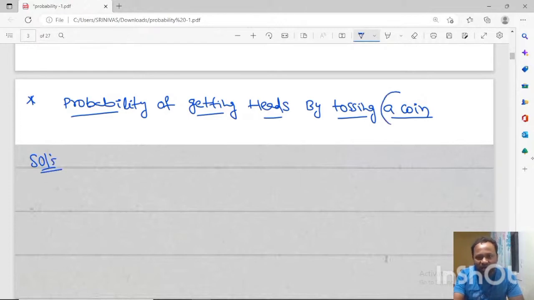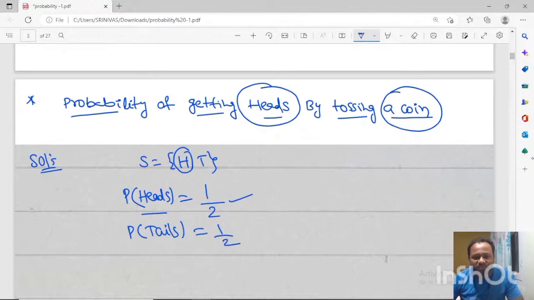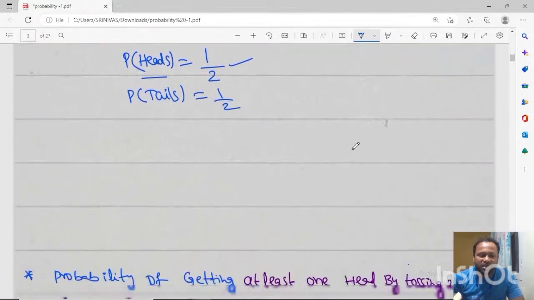By tossing one coin, the sample space will be heads or tails. Now the probability of heads: my favorable is heads. How many heads will be there? 1 out of 2. So the probability of heads will be 1 by 2. Similarly, the probability of tails is also 1 by 2. Okay? So this is the easiest problem you can do.